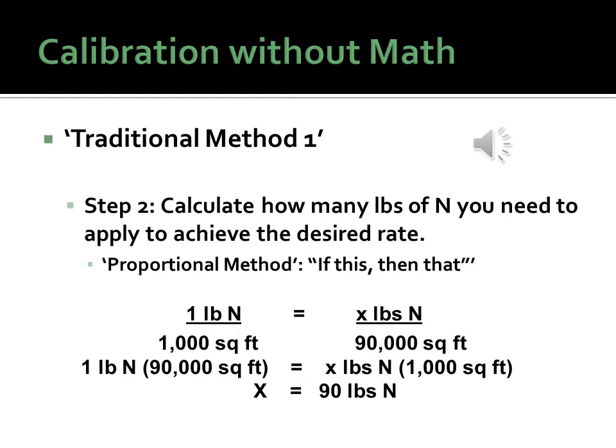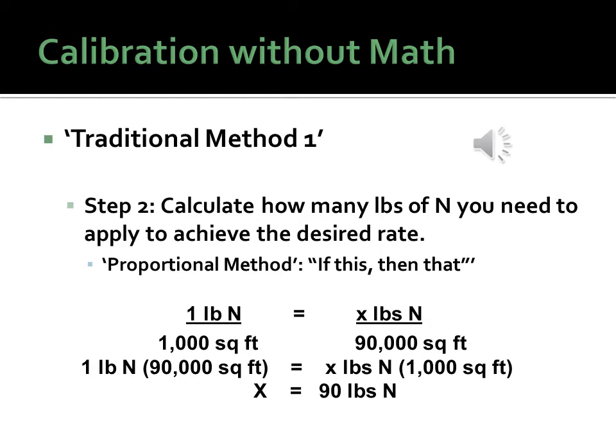All right, step two, we're going to calculate how many pounds of nitrogen you need to apply to achieve the desired rate. A proportional method: if this, then what? So we're setting up our formula. We've got 1 pound of nitrogen over 1,000 square feet. Remember that. We're always worried about a pound of nitrogen per 1,000 square feet. So that is your first fraction, and that is equal to X, meaning what we're solving for. So how many pounds of nitrogen for that 90,000 square feet?